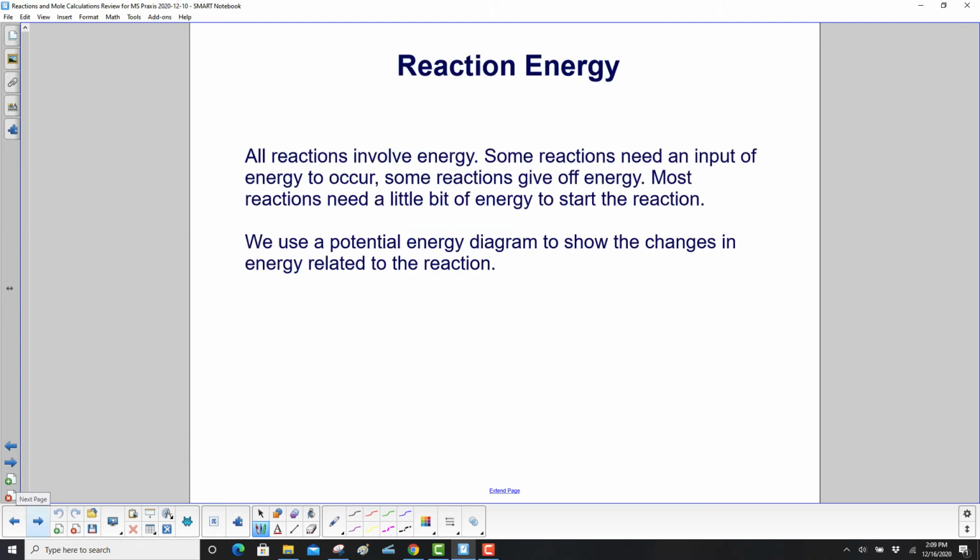Reaction energy. All reactions involve energy. Some reactions need an input of energy. Some reactions give off energy. Most reactions need a little bit of energy to start the reaction. We will use a potential energy diagram to show the changes in energy related to the reaction.